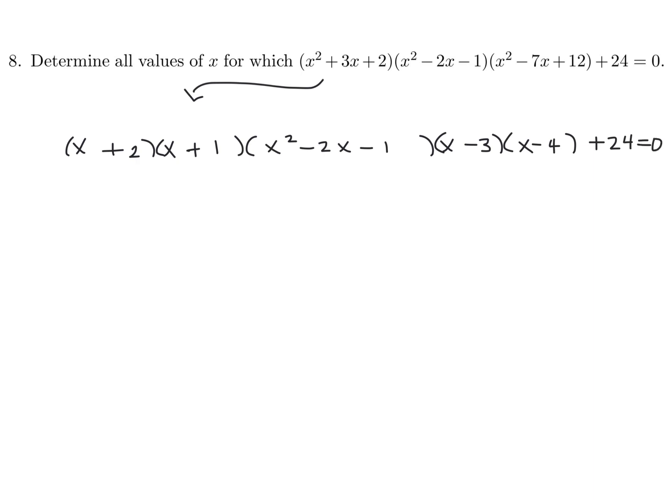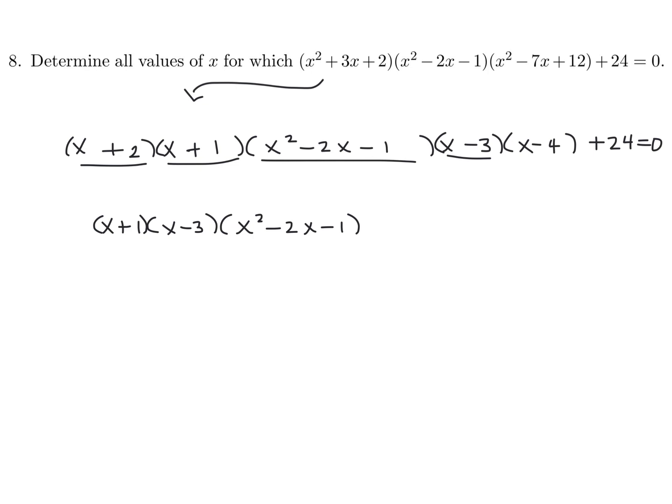Now what I'm going to do is combine them. So, for example, this x plus 1, I'll combine it with this x minus 3. That's perfectly allowable since it's a product. I'll keep this in the middle, x squared minus 2x minus 1. And then this one, x plus 2, and this one, x minus 4, I'll stick out there. And then some very interesting things will happen.